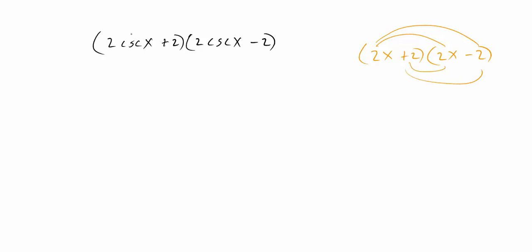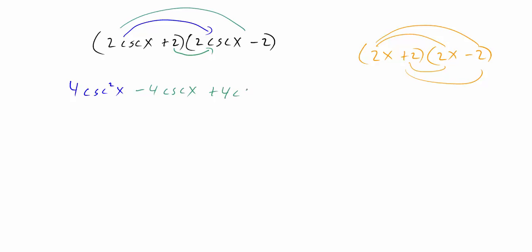So if we apply the same concept over here, we're going to multiply here to get 2 times 2, or 2 cosecant, which would give us 4 cosecant squared x. And then we would multiply here to get negative 4 cosecant x. And then if we multiply with the 2 here, we're going to get a 2 times 2 cosecant, so that would be a positive 4 cosecant x.